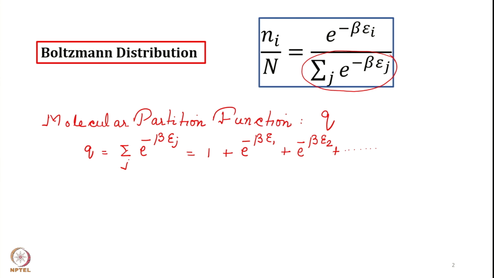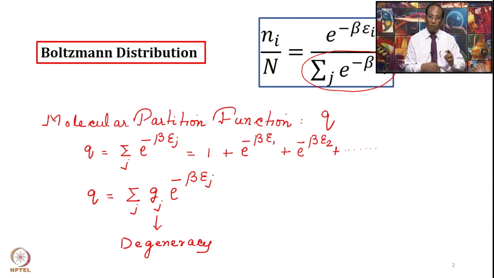What I want to say is, if two states have the same energy, then the same term will appear twice. If three states have the same energy, then the same term will appear thrice. Therefore, the way to incorporate this is to include Gj times exponential minus beta Ej, where this Gj is the degeneracy of a particular level. That is, the jth level is Gj-fold degenerate.